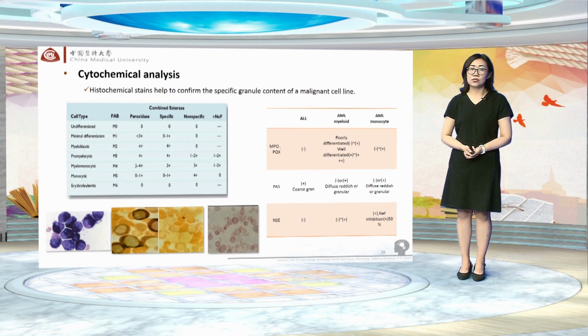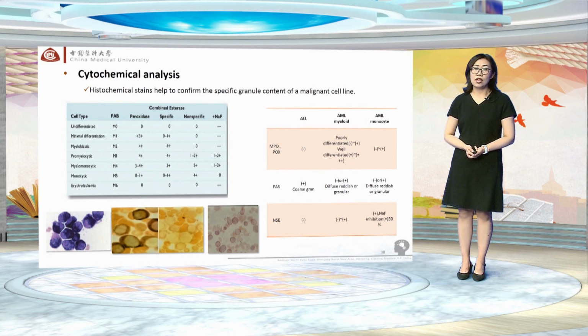Combined esterase stain uses two substrates, alpha-naphthyl acetate and naphthol AS-D chloroacetate, to distinguish myelocytes from monocytes. The chloroacetate esterase stain, the specific esterase, identifies the primary and secondary granules in myeloid cells, M2, M3, M4. It gives a negative or very weak reaction in monocytes, M5. Furthermore, it is resistant to treatment with sodium fluoride.